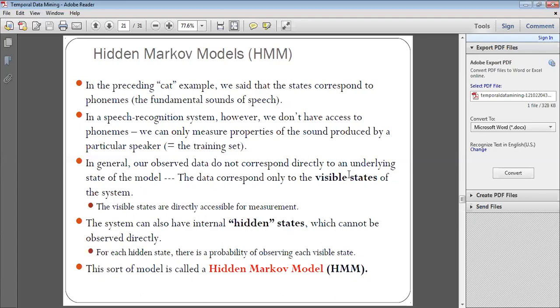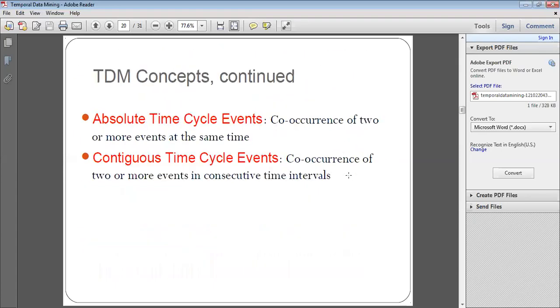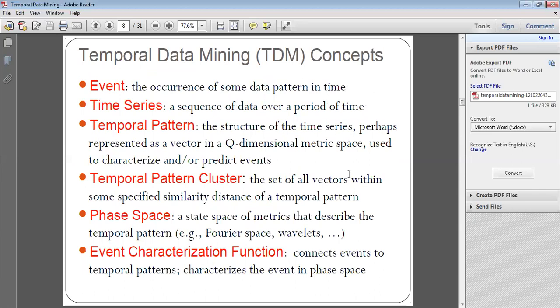I'm taking you back to the previous slide, and now I shall define what the temporal data mining concepts actually are. In temporal data mining, first we define what the actual event is: the occurrence of some data pattern in time. As in our case discussed, in the toss of a coin the event is the possible outcome, which could be head or tail. So while tossing a coin, the events are head or tail.